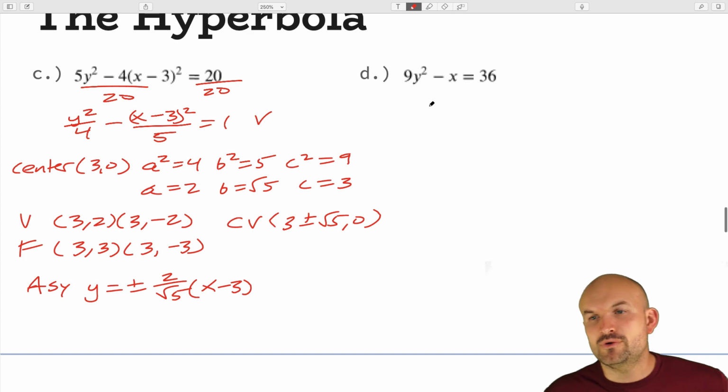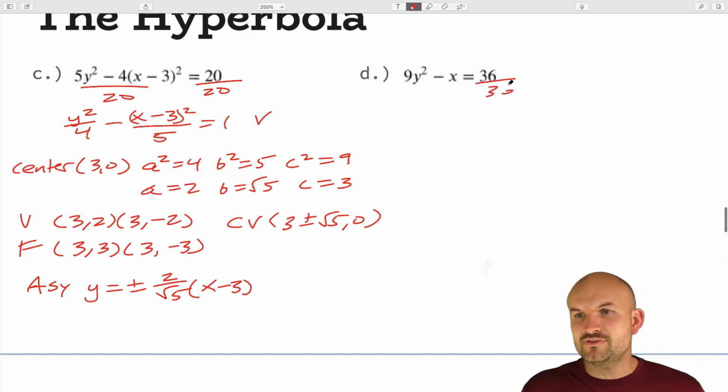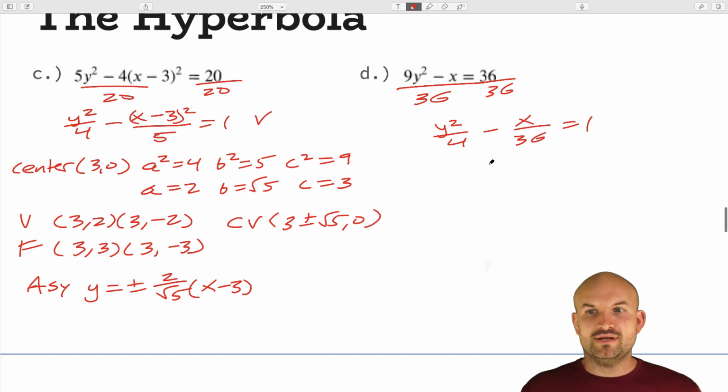The next one, again, if we want to simplify this, we'll divide by 36. Put this in your standard form here. So 9 over 36 is y squared over 4, minus x squared over 36, is equal to 1.